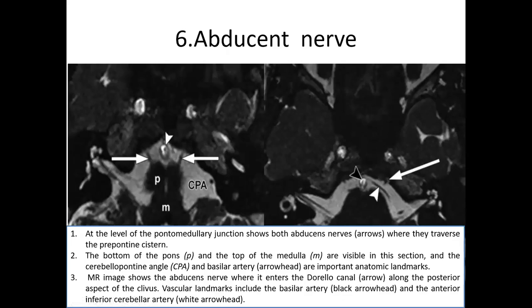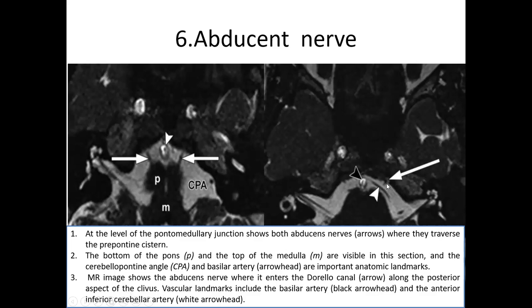Then the sixth nerve, it is anteriorly from the pons. You can see here, it traverses the prepontine system. This is the prepontine system here, and this is the pons, cerebropontine angle, medulla, and that is known as a Dorello's canal, arrow, along the posterior aspect of the clivus.